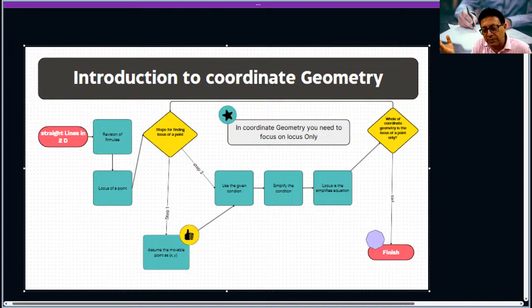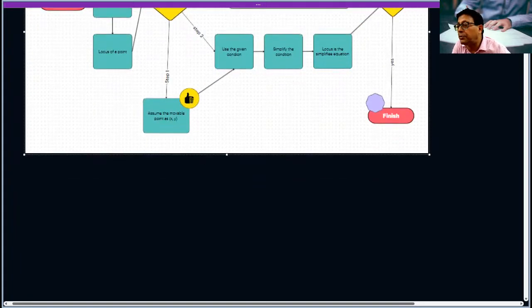and then problem solving. Let us know the meaning of locus of a point, and let us remember, better to say, how to calculate the locus of a point. In the whole of coordinate geometry, you need to know the locus of a point only. Locus of a point will give you a straight line, sometimes it will give you parabola, ellipse, hyperbola, circle, all these things.